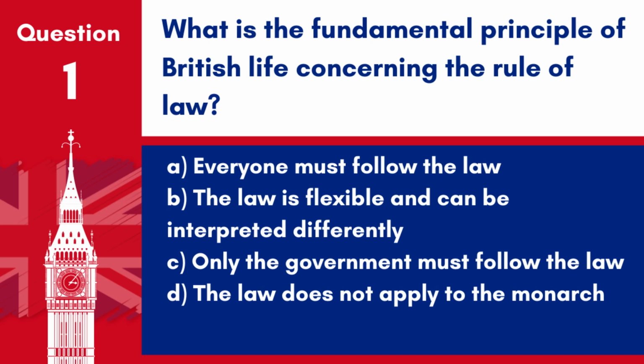Question 1. What is the fundamental principle of British life concerning the rule of law? A. Everyone must follow the law. B. The law is flexible and can be interpreted differently. C. Only the government must follow the law. D. The law does not apply to the monarch.